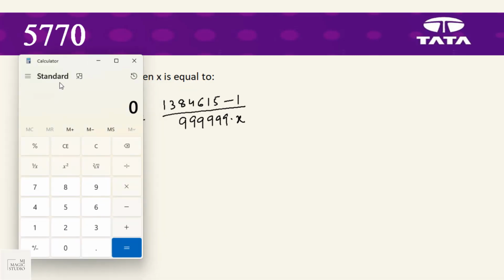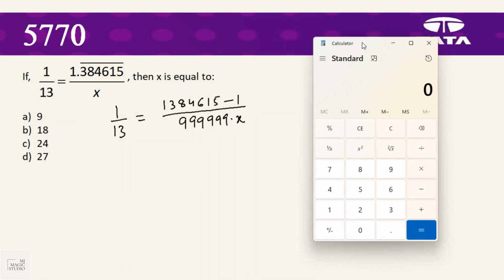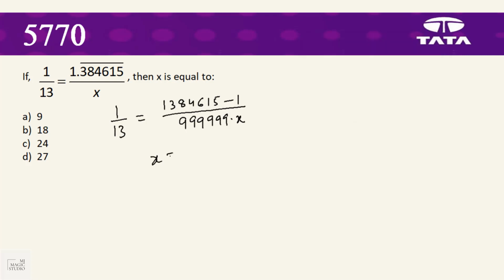We can use our helping hand, the on-screen calculator that is with us. So x will be 1384615 into 13 divided by 999999. That will give us exactly 18. So x is equal to 18. That is in option B.